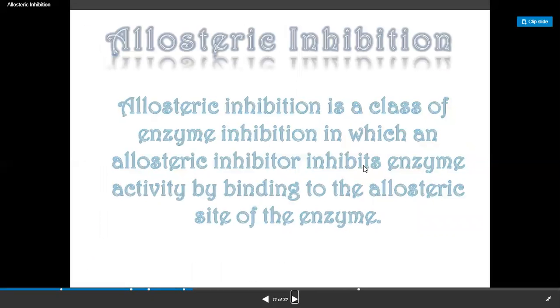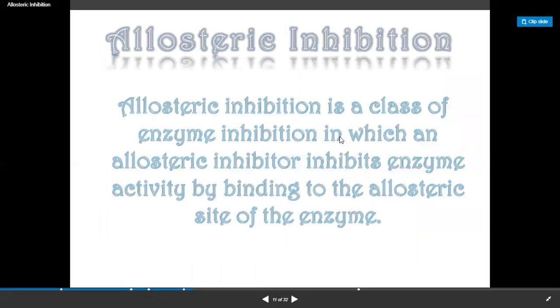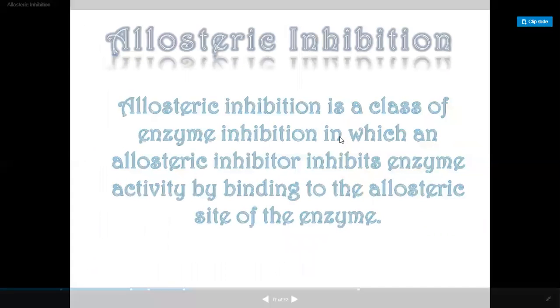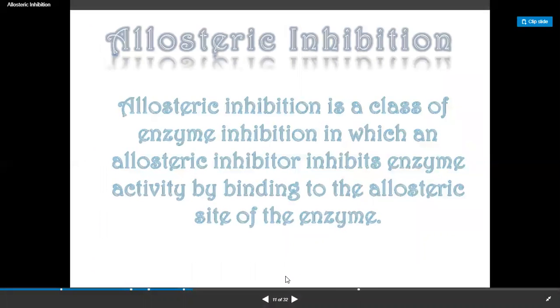Allosteric inhibition. Now come to the topic. What is allosteric inhibition? Allosteric inhibition is a class of enzyme inhibition in which an allosteric inhibitor inhibits enzyme activity by binding to the allosteric site of the enzyme. What is the allosteric site? The allosteric site is found in the enzyme other than the substrate binding site. So these enzymes have two sites, not a single site, for binding.